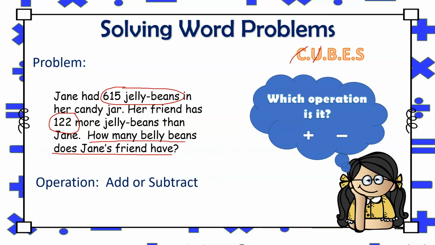consideration needs to be given to the actions involved. As we can see, Jane had some jelly beans, and her friend had more jelly beans than Jane. With that in mind, we're trying to find out how many jelly beans Jane's friend has in all. At this point, students should be able to reason that addition will be needed to solve for this problem, being that we're trying to find the total amount of jelly beans Jane's friend has.